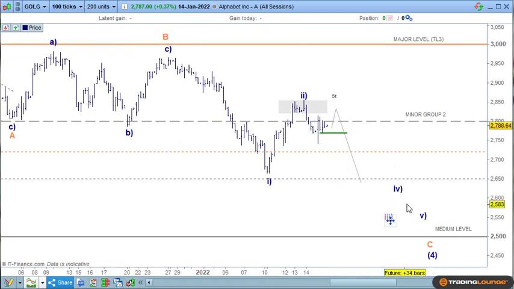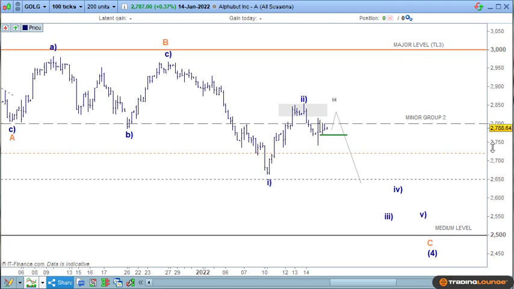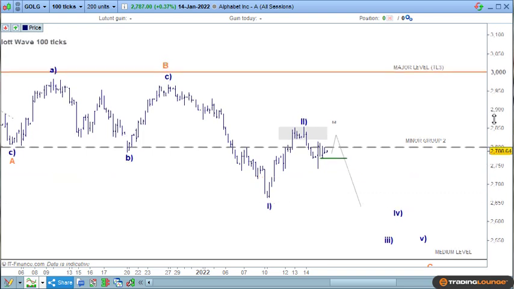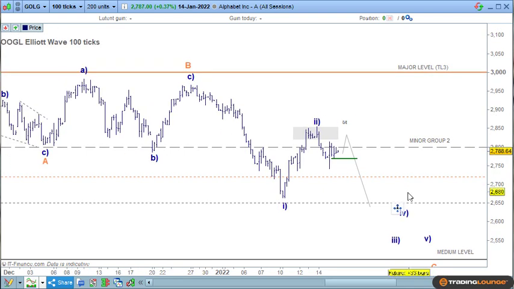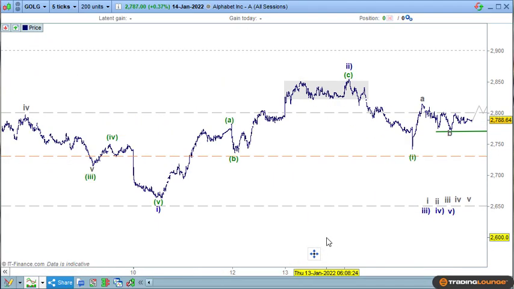So I think it's all going to get squashed up down here. Just be prepared for that. Don't expect a massive third wave to come down or anything like that. It'll be tougher than we think it is. Let's just go to the 5 tick charts and just check on this a little bit.